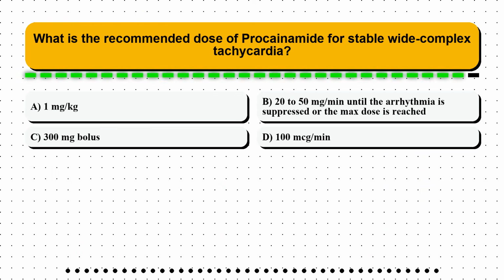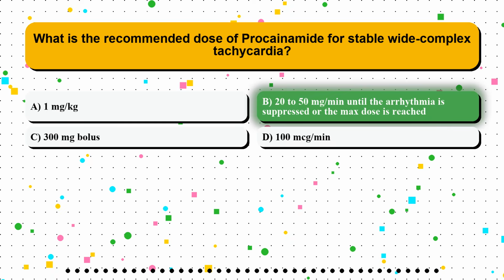Question 14. What is the recommended dose of procainamide for stable wide complex tachycardia? Option A, 1 mg per kilogram. Option B, 20 to 50 mg per minute until the arrhythmia is suppressed or the max dose is reached. Option C, 300 mg bolus. Option D, 100 mg/min.